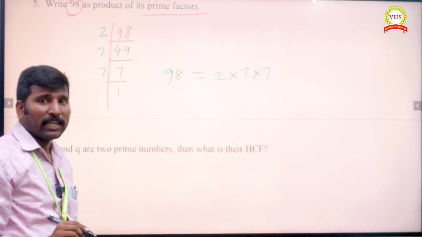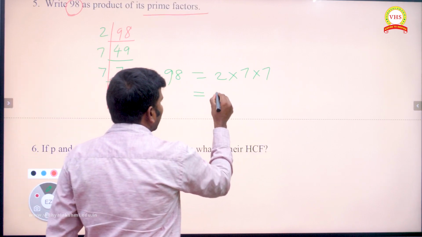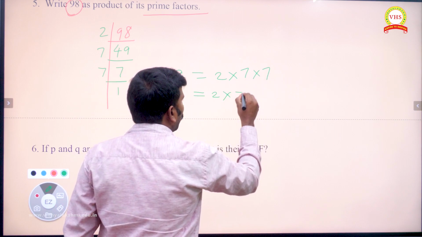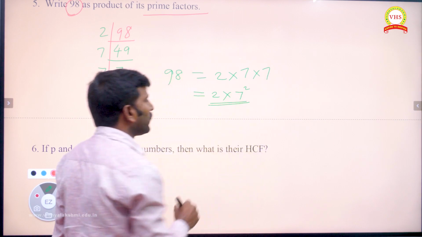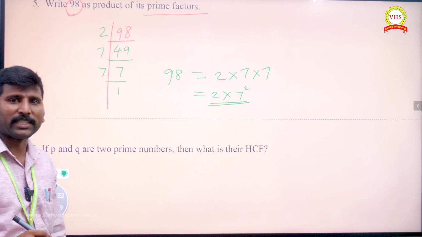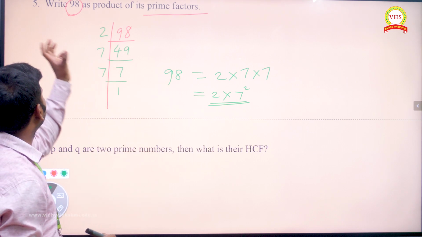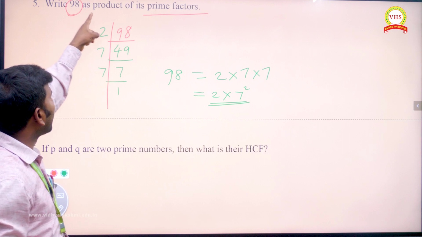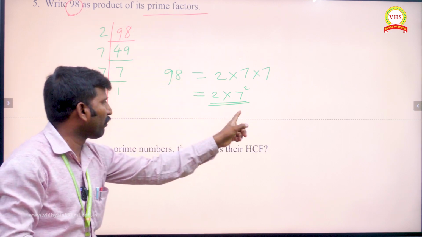You search in the options. If it is there, you write it, or else, 2 into 7 coming twice, no? So you can write 7 square. 2 into 7 square you can write. Understand? So this is the thing. Write 98 as a product of its prime factors, in that sense, you can do like this.